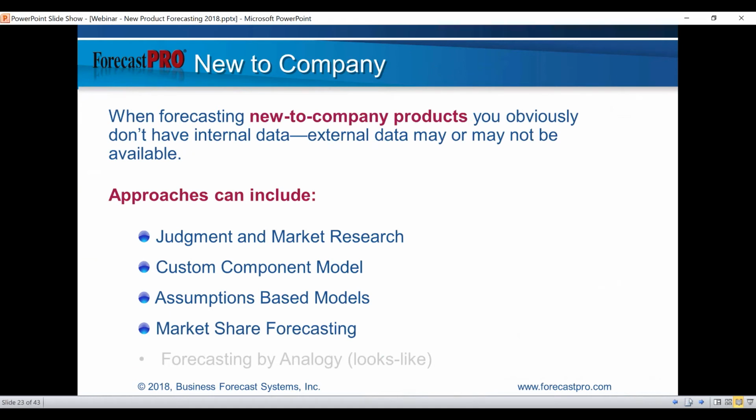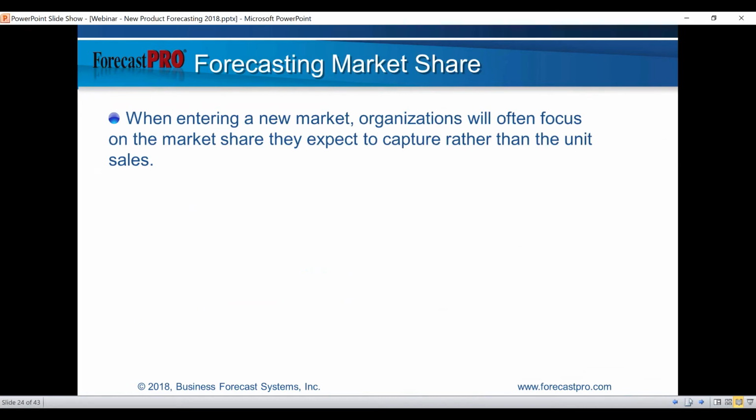Okay, market share forecasting. So when a product is new to the company, there's a tendency for that organization to really focus more on the market as a whole, as opposed to just that individual new product. Because of that, there's a tendency for organizations to really focus on the market share they expect to get, as opposed to unit sales. So because there's no internal data, companies are going to really focus on how they can gather external data.